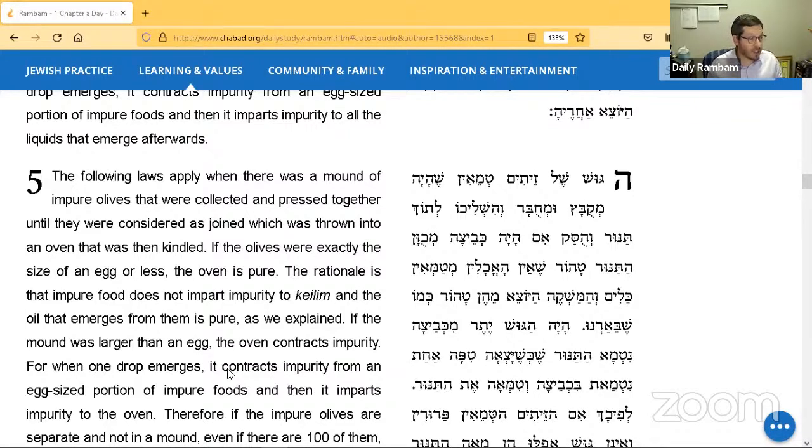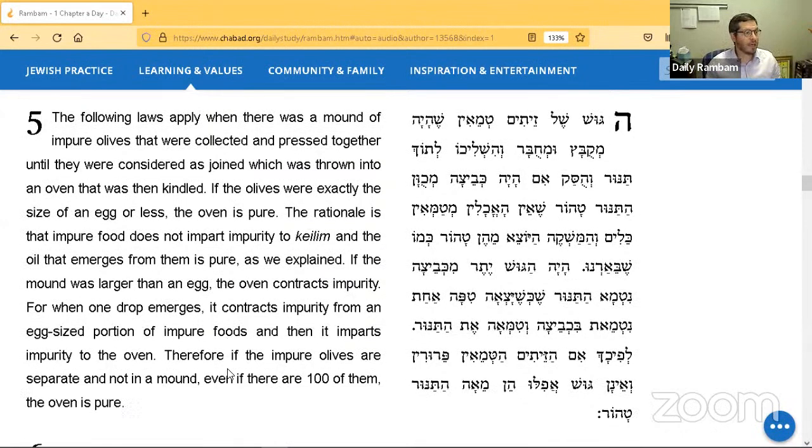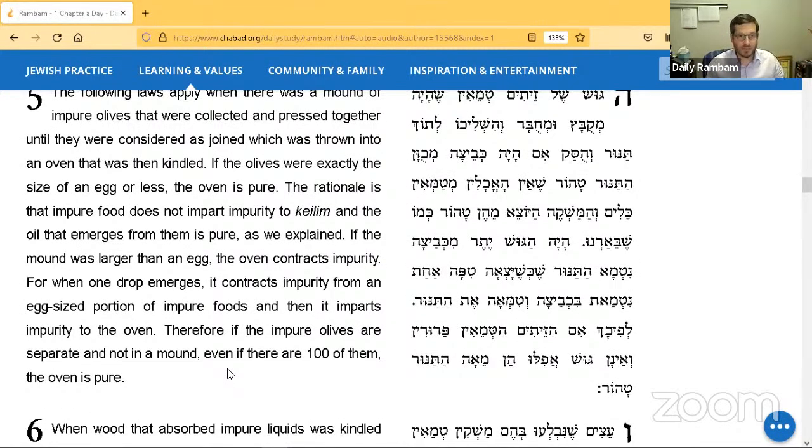If the mound was larger than an egg, then the oven contracts impurity. For when one drop emerges, it contracts impurity from an egg-sized portion of the impure foods, and then from that it imparts it to the oven, because now the liquid is impure, and it imparts it to the oven.